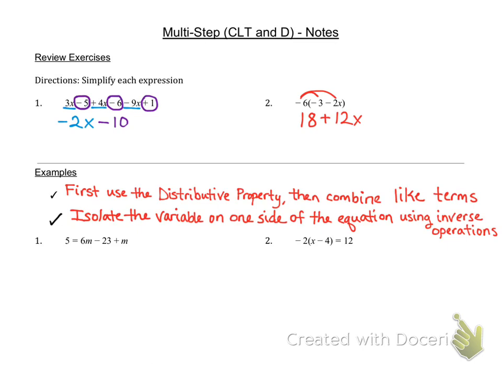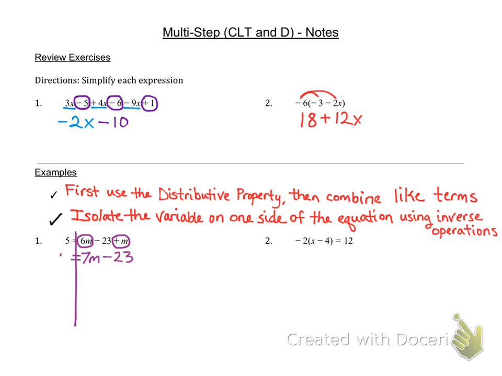So let's take a look at number 1. I'm going to draw a straight line down from the equal sign so we could look at the left and right side of the equation. What I want you to notice is that on the right side of the equation, we have two terms that are like terms that can be combined. We have the 6m and we have the positive 1m. So first there's no distributive property, so first I want to combine like terms. So I'm going to do 6m plus 1m, which is 7m, minus 23.